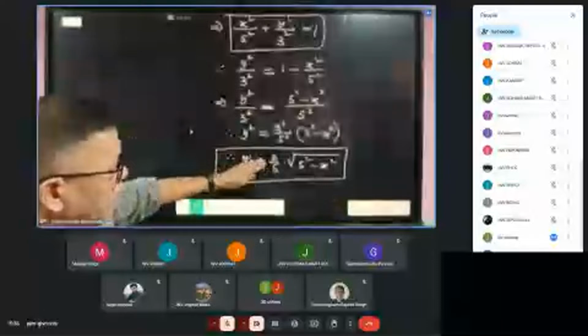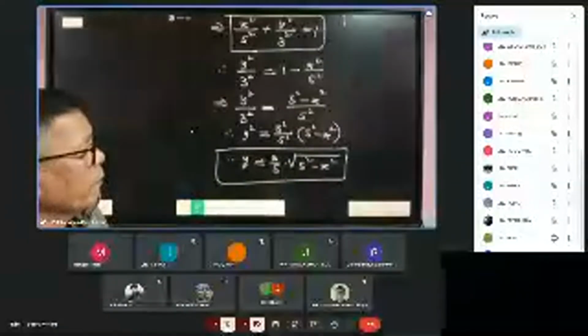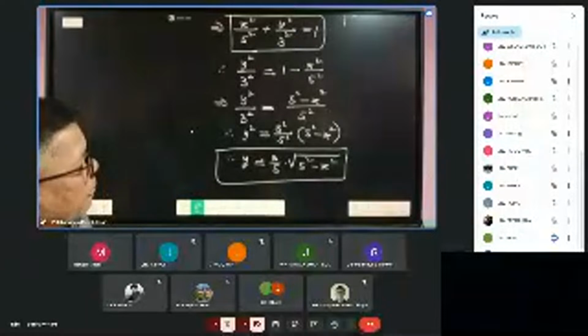minus x squared. So y will be required in our further steps.